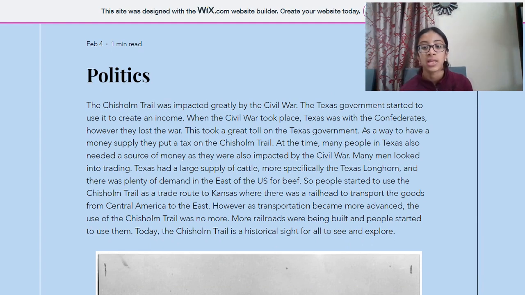However, as transportation became more advanced with the railroads, the use of the Chisholm Trail was no more. Today, the Chisholm Trail is a historical site for all to see and explore.